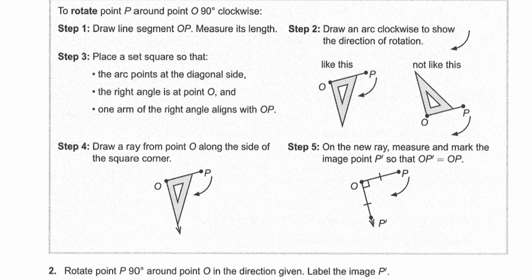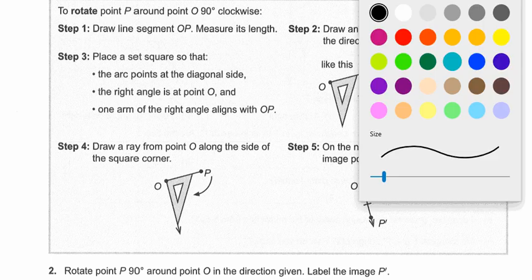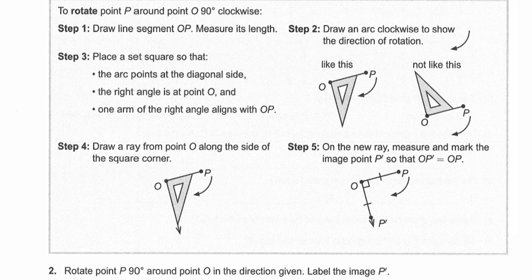Okay. Now we have some instruction on page 54. It says to rotate point P around point O, or origin, 90 degrees clockwise. How do we do this? Well, it says draw a line segment OP, measure its length. Step 2, draw an arc clockwise to show the direction of the rotation. So from O to P, we would draw a little clockwise direction.